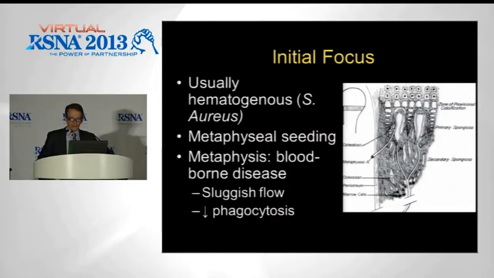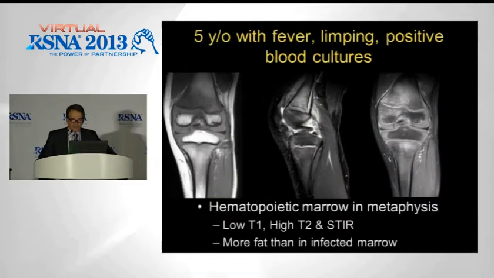The initial focus typically is in the metaphysis because the metaphysis is where you have the most abundant vascularity, and this is hematogenous disease. In the metaphysis, you're going to find sluggish flow in the metaphyseal sinusoids, and you are also going to find decreased phagocytosis. Typical example of a mild osteomyelitis where you just see some abnormality in the marrow and in the subperiosteal tissues.